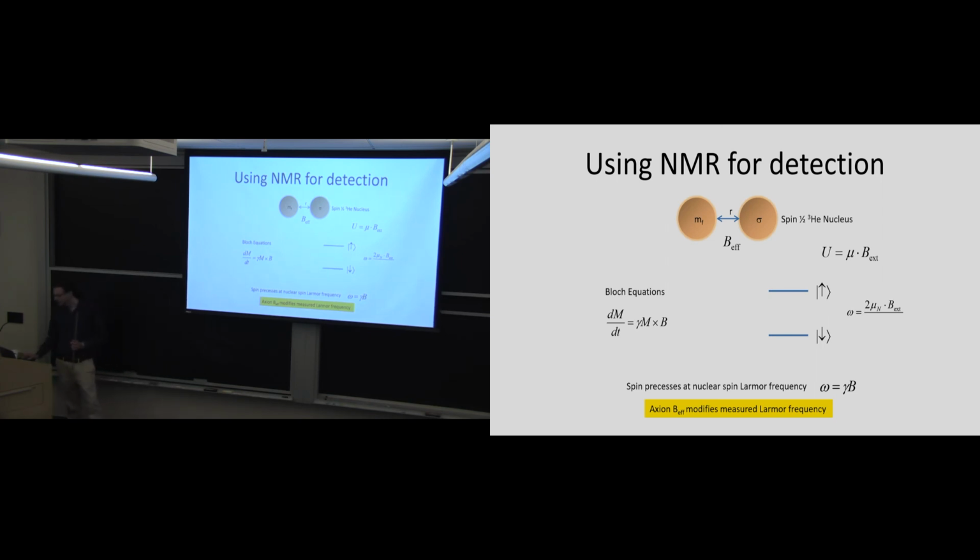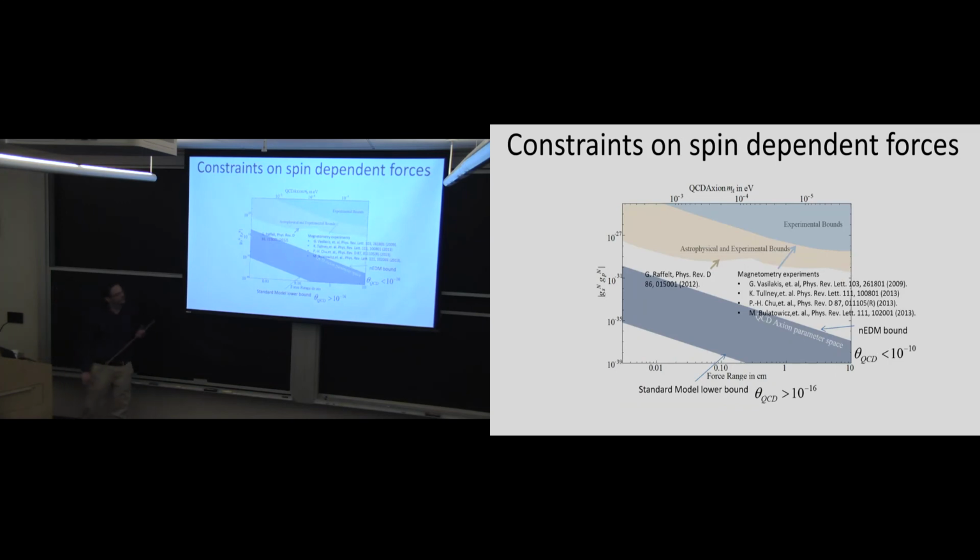There were several experiments done looking for this kind of effect. This is a plot showing the product of those two coupling constants, the scalar and the dipole coupling, as a function of either the force range on the bottom, from 30 microns up to about 10 centimeters, or in terms of the QCD axion mass, from the heavier axion at a few millielectron volts down to microelectron volts. These precision magnetometry experiments have excluded everything above this blue shaded band here.